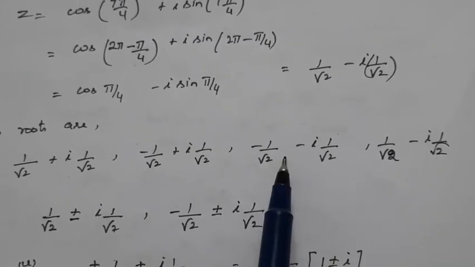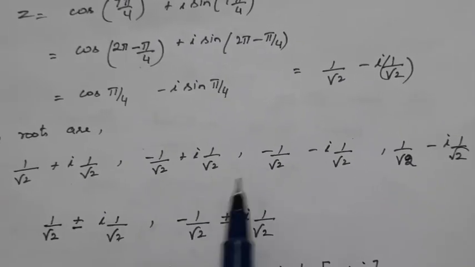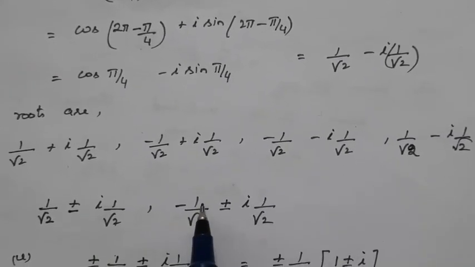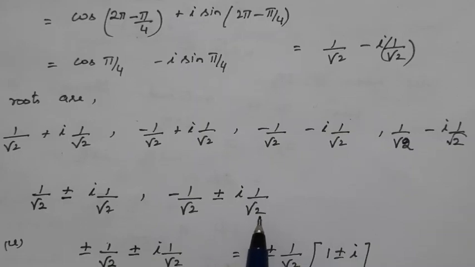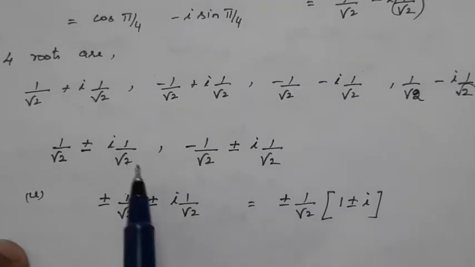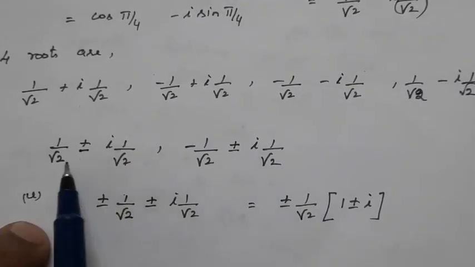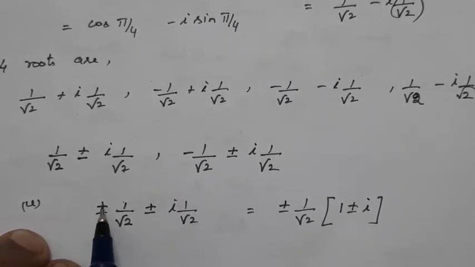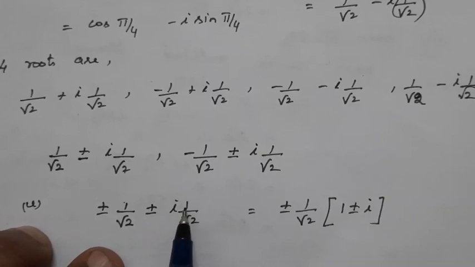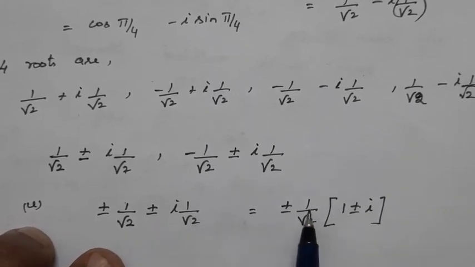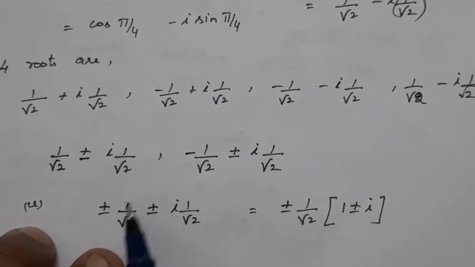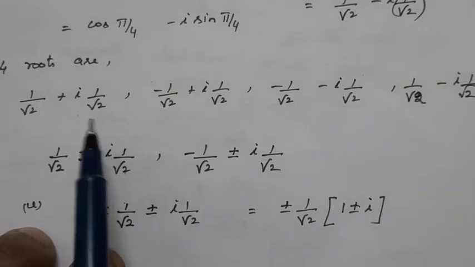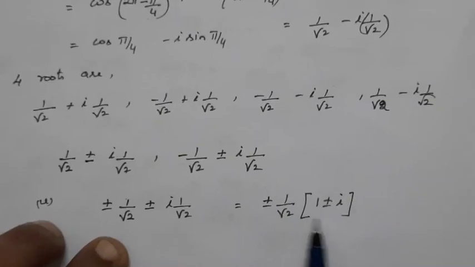Similarly, the second and the third: here both the real parts are minus and the imaginary parts have different signs. So they can be combined and written in the form minus 1 by root 2 plus or minus I into 1 by root 2. Again, here the imaginary parts are the same and the real part has a different sign. These two can be rewritten as plus or minus 1 by root 2 plus or minus I into 1 by root 2. Then taking plus or minus 1 by root 2 common outside, we have 1 plus or minus I. So we have rewritten the 4 roots in the form which has been asked in the question.